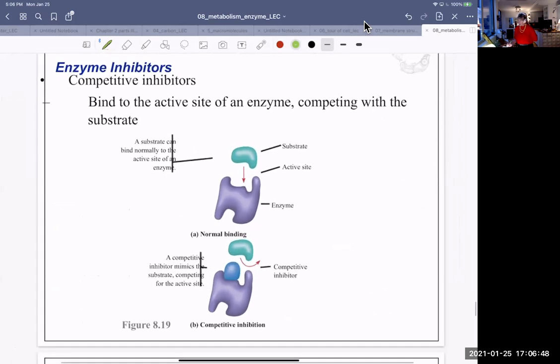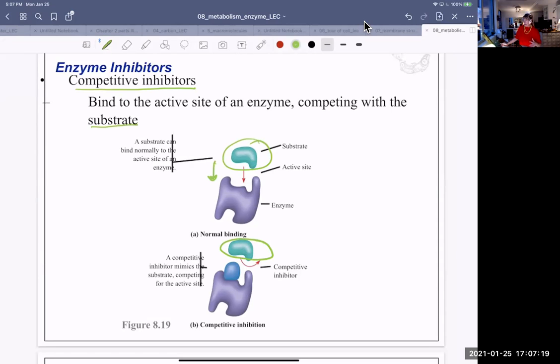Some of them are what are known as competitive inhibitors. They'll compete with the substrate. So here's the substrate, and it's going to bind to that enzyme, but a competitive inhibitor comes along and says, nah, that's not going to happen. And that's a way of regulating how much that enzyme is going to work. So that's a competitive inhibitor.